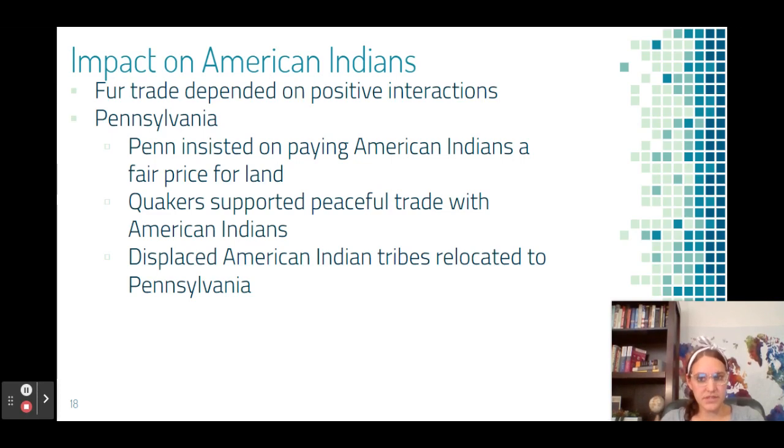All right, and then as previously mentioned, the impact on American Indians is a continuation of the fur trade, which was dependent on positive interactions. And in Pennsylvania specifically, with those Quaker beliefs, Penn insisted on paying American Indians a fair price for land. So we saw something similar with Roger Williams in Rhode Island, but this is more unique than most other regions. That peaceful trade, and in fact, the relationships in the area were significantly more positive than in other regions. Other Native American tribes who had been displaced relocated to Pennsylvania.